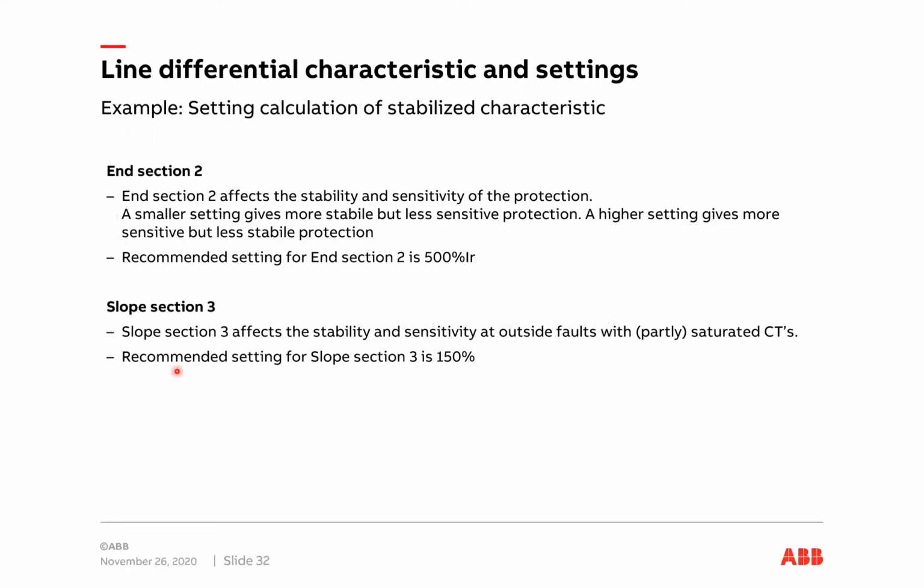For end section 2 and slope section 3, we have some setting recommendations. So here we don't calculate anything. It's more a recommendation to give as stable and sensitive protection as possible in case of outside faults. So for end section 2, we have a recommendation of 500% IR, and for slope section 3, we have a recommendation of 150%.